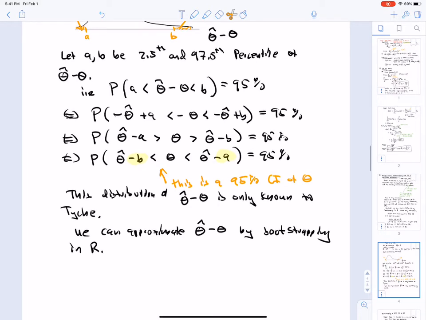So the problem is that theta hat minus theta isn't known to us because we don't know theta. So we're going to approximate by bootstrapping.